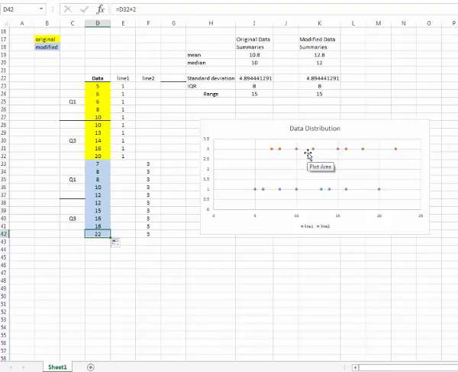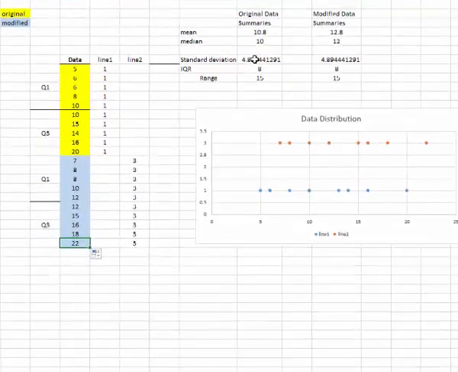How has that affected the mean? How has that affected the standard deviation, the median, the IQR? Well, notice the mean has shifted by how much? 2. So the mean used to be at 10.8. Now it's shifted 2 units to the right at 12.8. So basically add 2 here. What about the median? Same scenario. The median was 10 before. By adding 2 to every single data value, I have now switched it to 12.